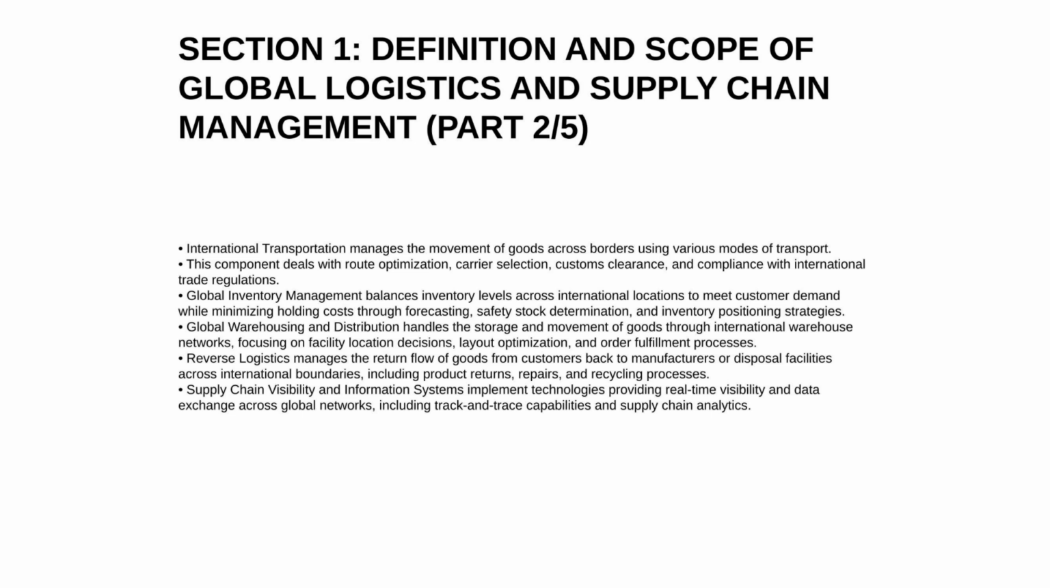Global warehousing and distribution handles the storage and movement of goods through international warehouse networks, focusing on facility location decisions, layout optimization, and order fulfillment processes. Reverse logistics manages the return flow of goods from customers back to manufacturers or disposal facilities across international boundaries, including product returns, repairs, and recycling processes.